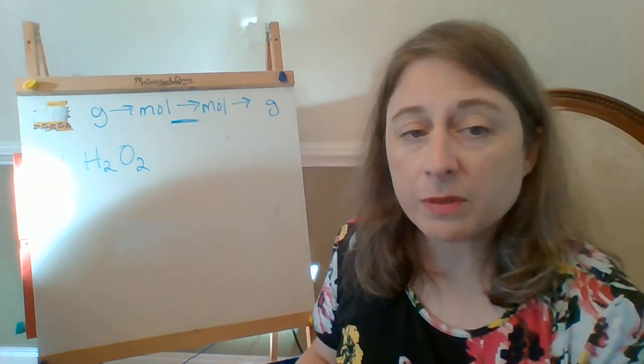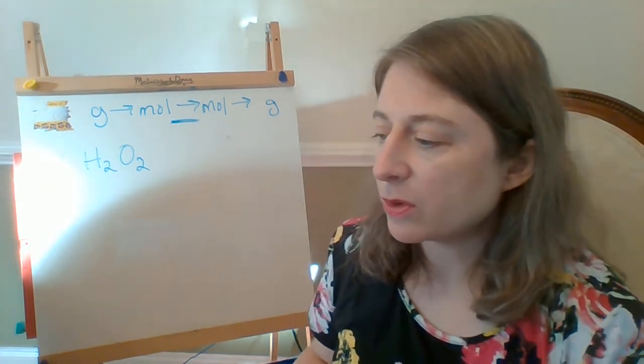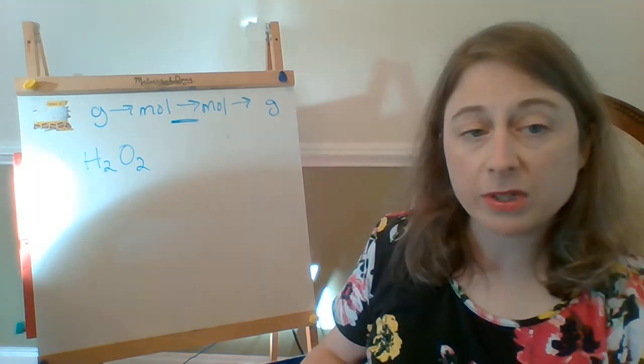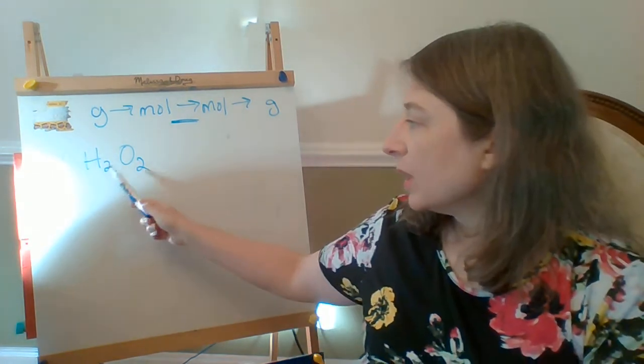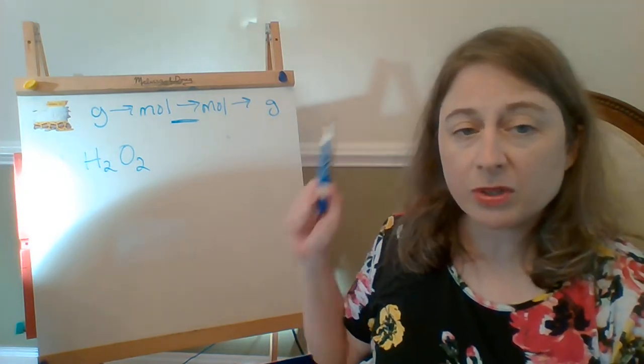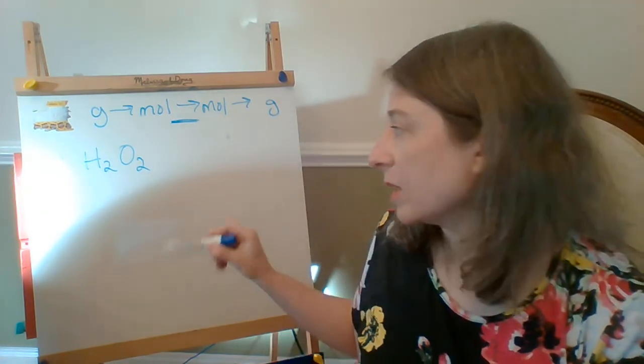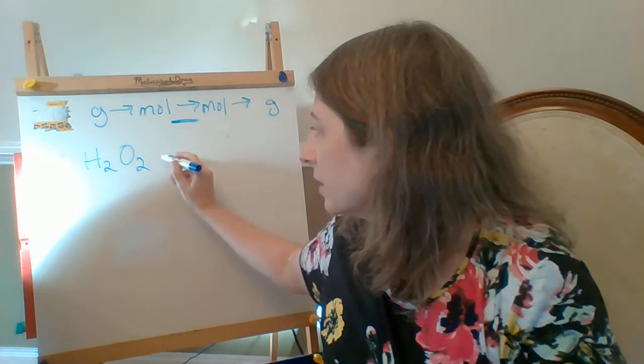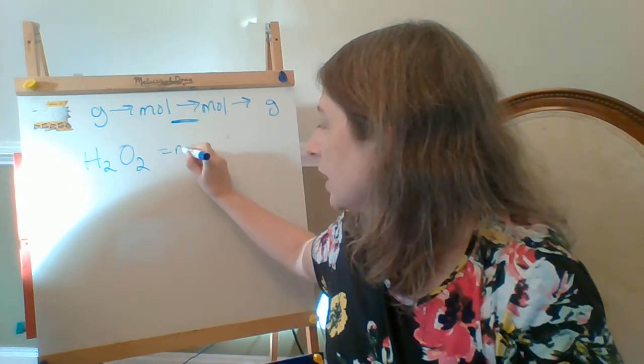But there's also an empirical formula, and an empirical formula just gives you a whole number ratio, right? And so I could reduce this, even though it's true that every molecule has two hydrogen and two oxygen, this is the molecular formula.